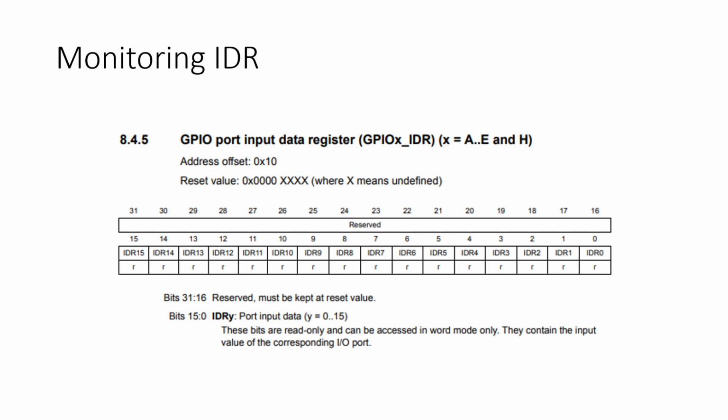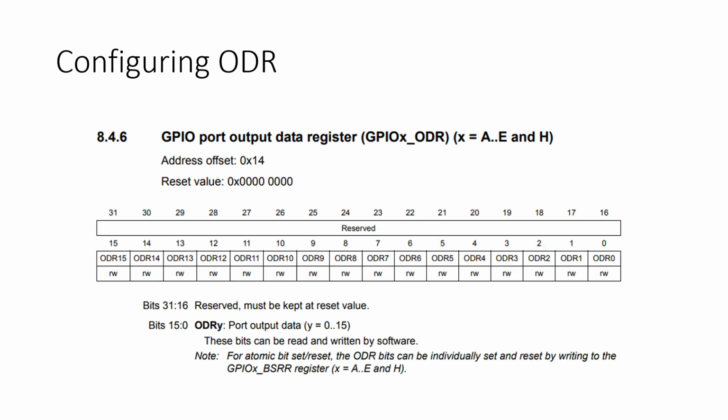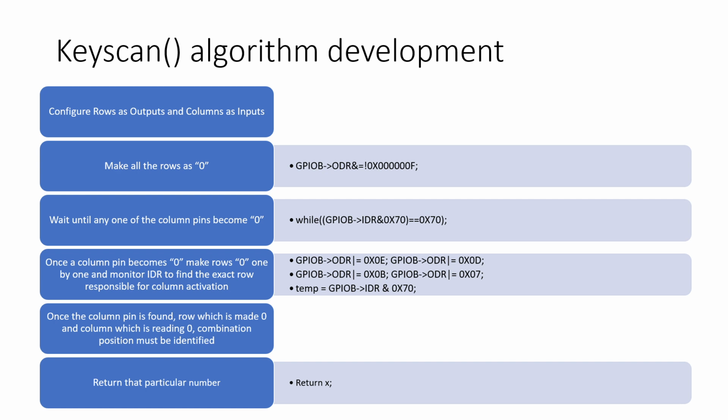And this is the IDR, which is of 16 bits, each bit corresponding to the status of a particular pin of the port. This is ODR, which is known as the output data register. Similar to IDR, here also each bit corresponds to its respective pin in the GPIO port.